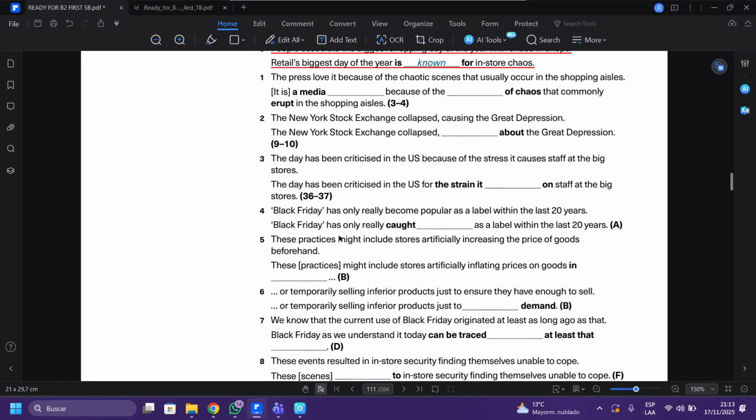To be popular, to become a trend, to become popular. Caught on. Trend. Yes. That's very new for me. Yes, for example, in Spanish, we could say this sentence: Black Friday has only really caught on as a label within the last 20 years. Se ha popularizado. Has really caught on. Yes, that is because we're using the present perfect.